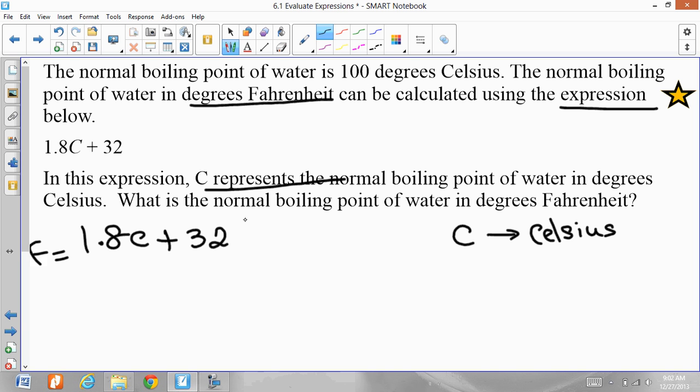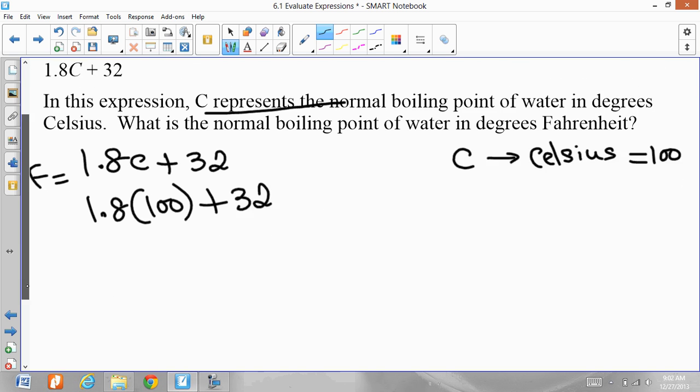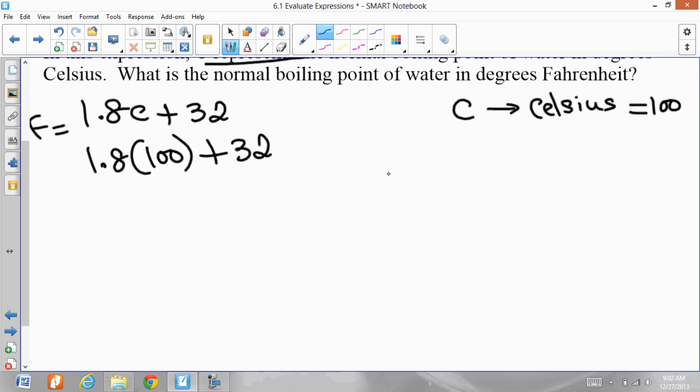Now let's go back. They want you to find the Fahrenheit. So they are giving you 100 degrees Celsius. So C is now 100. So all you have to do is 1.8, replace your C by 100, plus 32. Once again, I repeat, you need to multiply before you can add or subtract. So you're going to multiply 1.8 times 100. I'm just going to add the two zeros at the end.